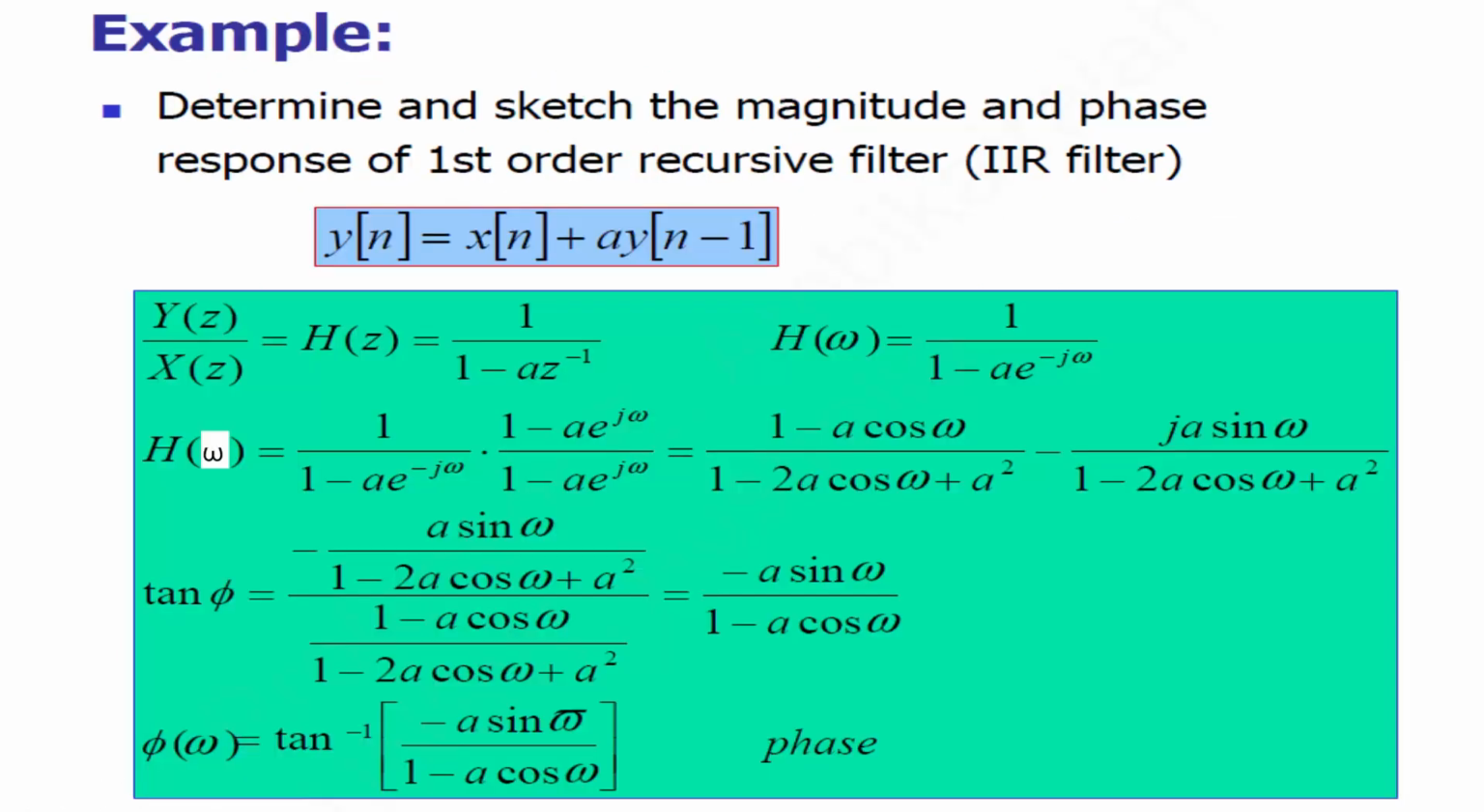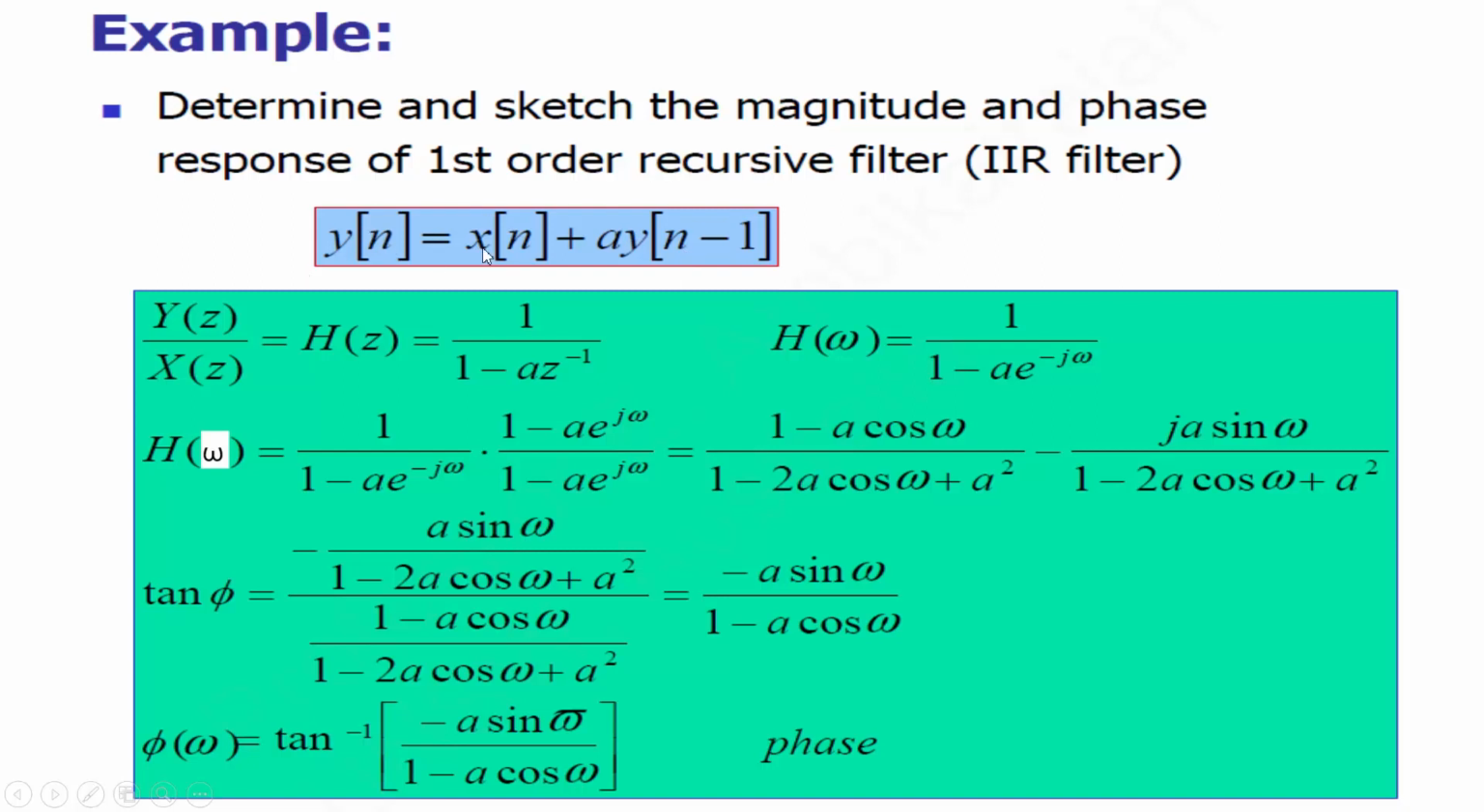Okay, so this was all about the magnitude. One more example is there. So let's look at this example. Determine and sketch the magnitude and phase response of the first order recursive filter. Now this is an IIR filter. Why is this an IIR filter? Because you have a feedback path also.